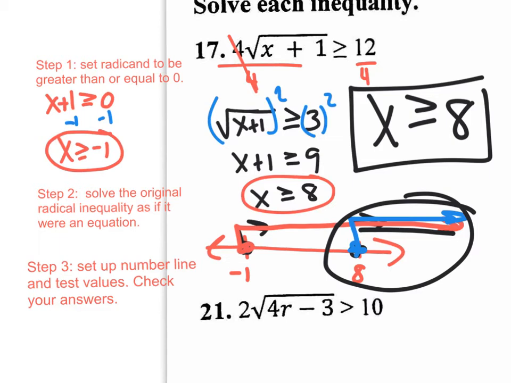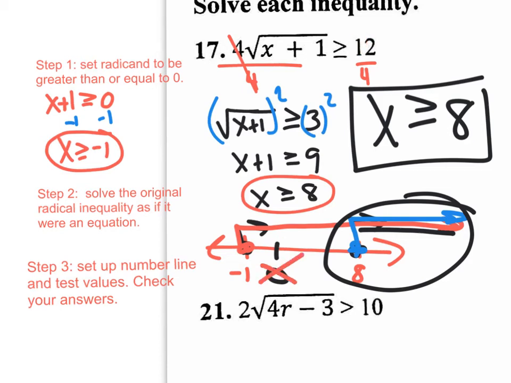Okay, now what you need to do is test your answers. Now what I mean by test your answers, pick a point. So if you pick a point that's in between, like 0, you'll see that it doesn't work. Check it out. Plug in 0 right here into the original. 0 plus 1 is 1. The square root of 1 is 1. 4 times 1 is 4. And 4 is not greater than or equal to 12. So 0 did not work.